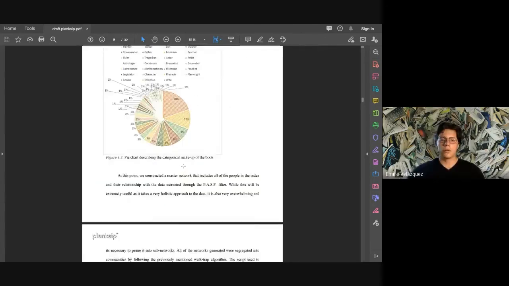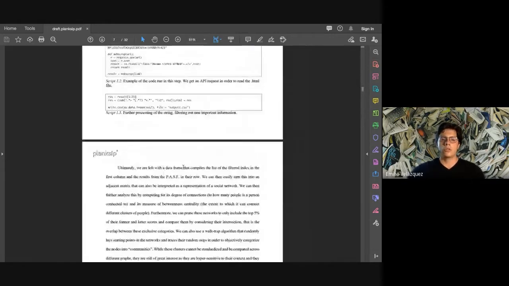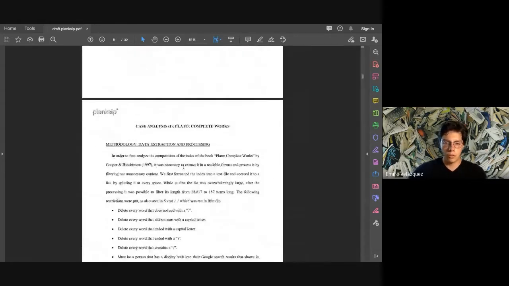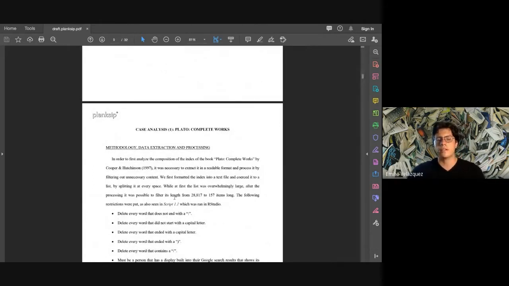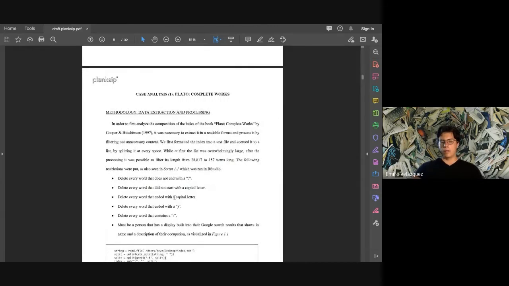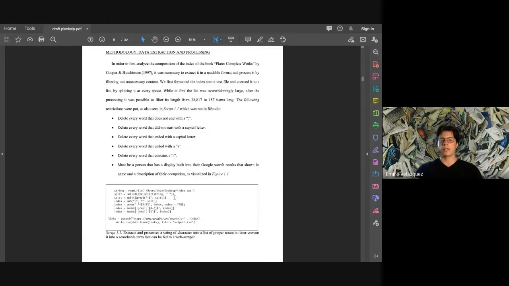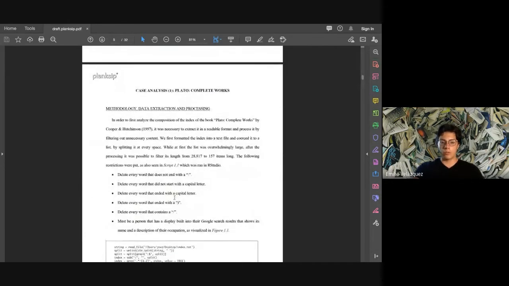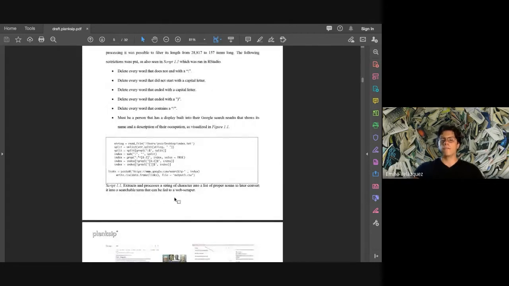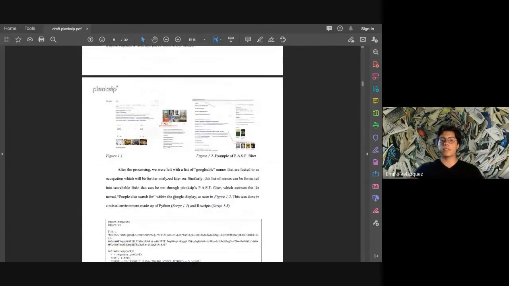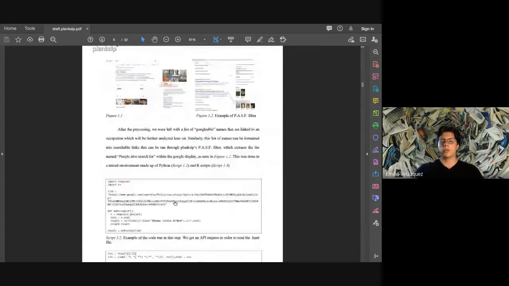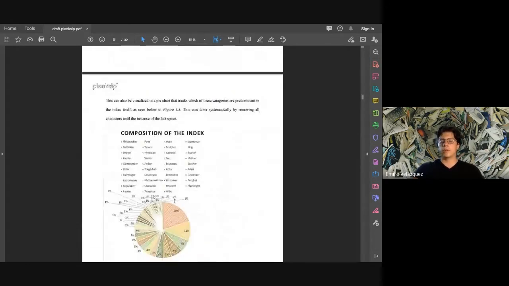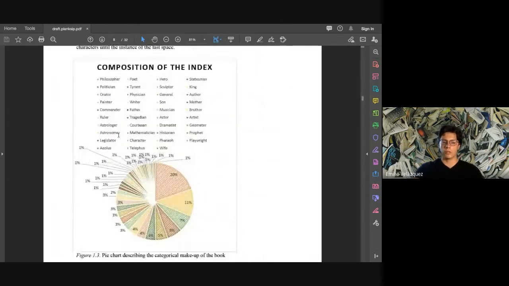Okay. So for our first case study, we took the work of Plato, Complete Works by Cooper and Hutchinson in 1997. And then through a bit of automation of the planksip filter, we were able to extract the index of the book and then just run it through the filter. We were left with a huge list. And then after tailoring and pruning it a little, we were able to get a redefined list, so that even before we start thinking about it in terms of a network, we can start building a more simple structure and start thinking about the composition of the index, which is shown in this little pie chart here.